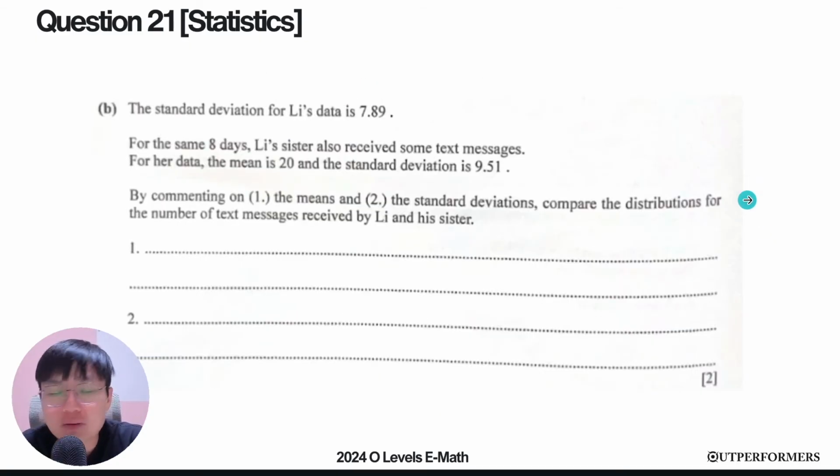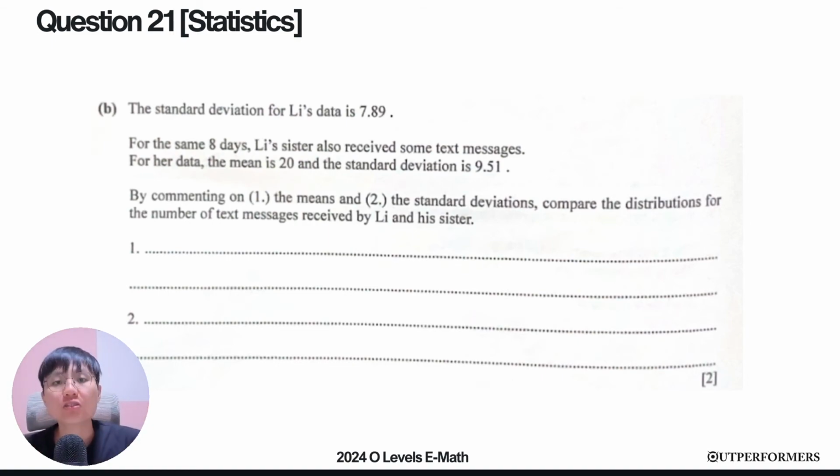Okay, moving on to part B. So part B, right now, they gave us the standard deviation of Lee. They also gave us the information about Lee's sister, and that is the mean for Lee's sister in terms of text messages is 20 and standard deviation is 9.51. So it's quite a common question for mean and standard deviation.